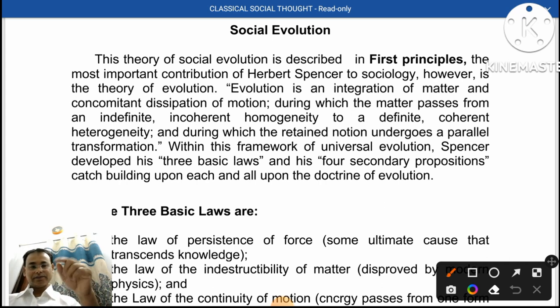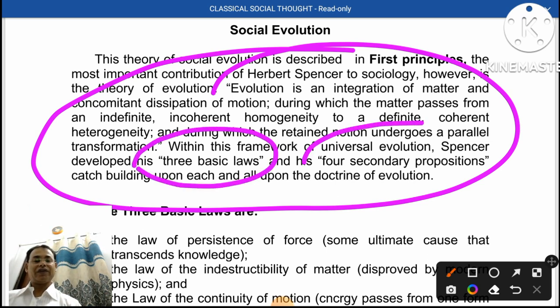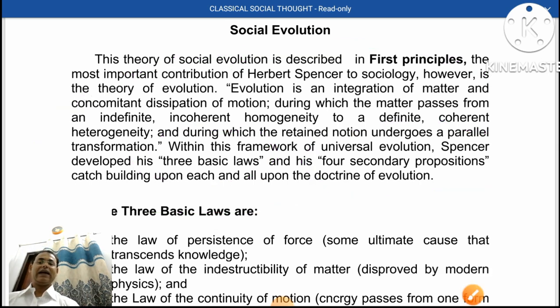Evolution has been defined by Herbert Spencer. Evolution is an integration of matter and concomitant dissipation of motion, during which the matter passes from an indefinite, incoherent homogeneity to a definite, coherent heterogeneity, and during which the retained motion undergoes a parallel transformation within the framework of universal evolution. Spencer developed his three basic laws and four secondary propositions, each building upon the doctrine of evolution.